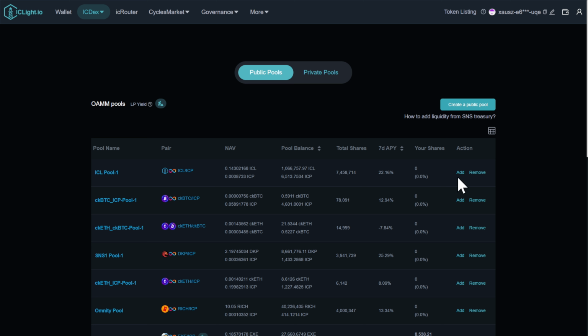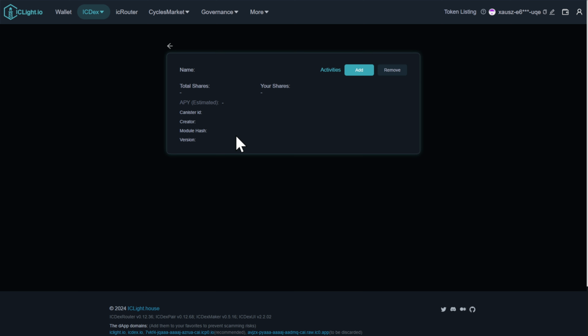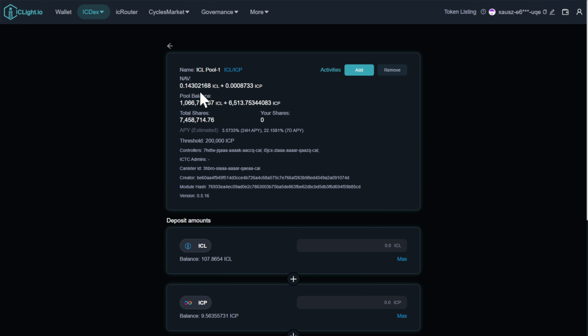For this demo, I'm going to use the ICL ICP pool, and at the top here, most of the information we're seeing is the same as what we saw before. However, now we're able to also see an estimate of the 24-hour APY earnings and detailed canister information for the pool. This 24-hour APY estimate varies depending on the pool, so you may find some pools more lucrative than others in this regard, just like a typical AMM.